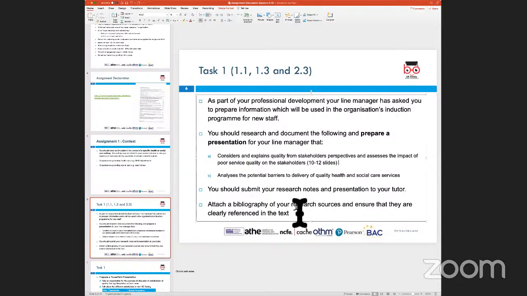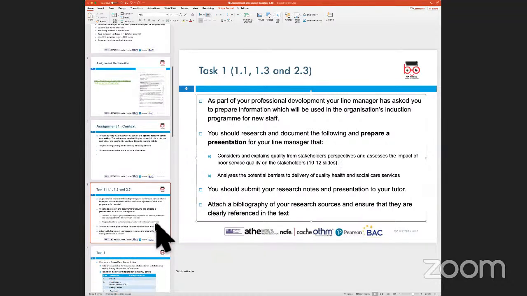And the second task, in fact the third task, looks at analyzing potential barriers to delivery of quality healthcare services. Obviously, you should present this using PowerPoint slides, about 10 to 12, and towards the end of your slides, you need to include your bibliography or the references that you have used to compile that information.